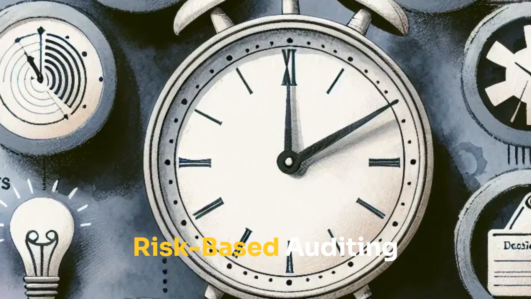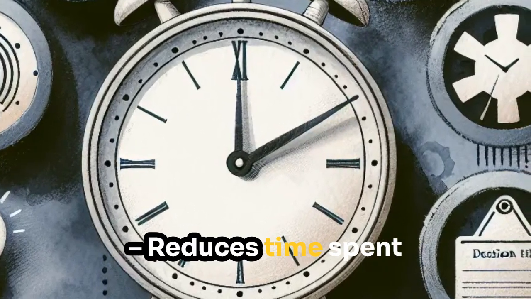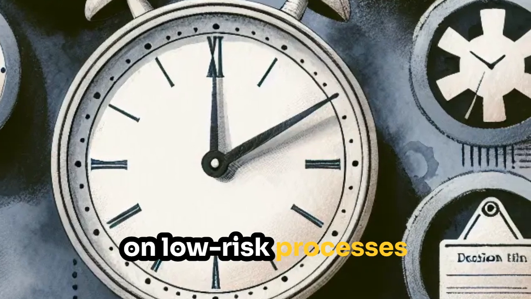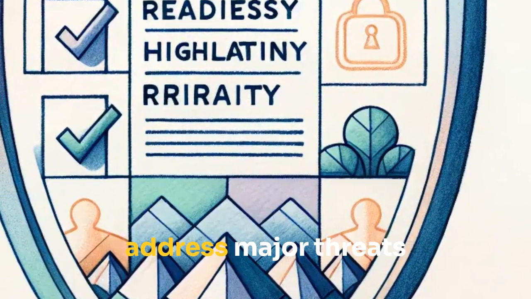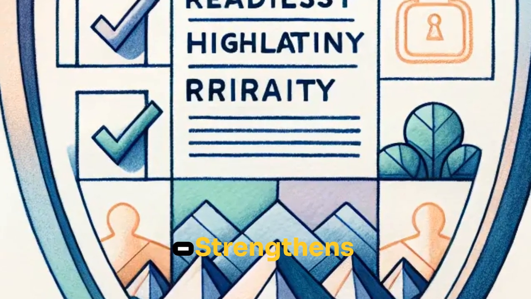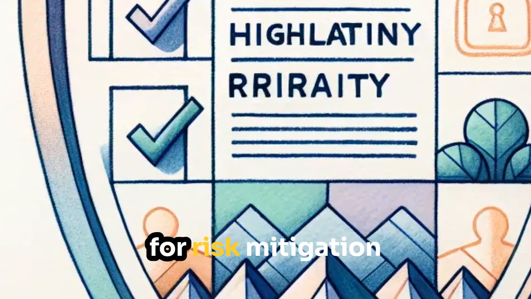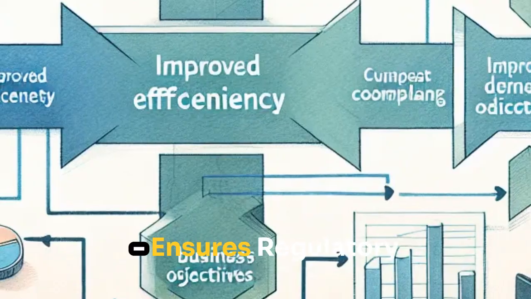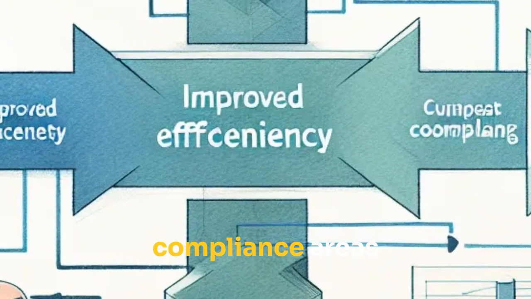4. Benefits of risk-based auditing. Improves audit efficiency, reduces time spent on low-risk processes. Enhances compliance and risk management, helps organizations address major threats before they escalate. Strengthens decision-making, provides data-driven insights to leadership for risk mitigation. Ensures regulatory readiness, focuses on high-priority compliance areas.